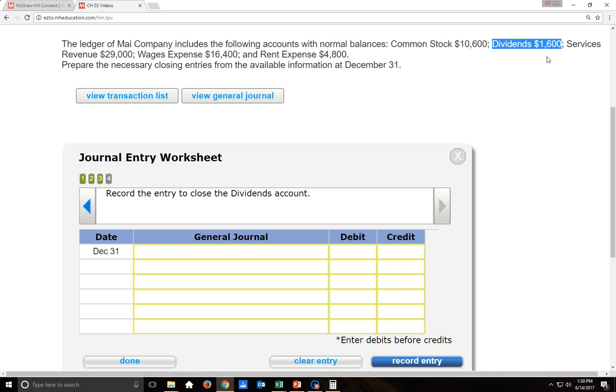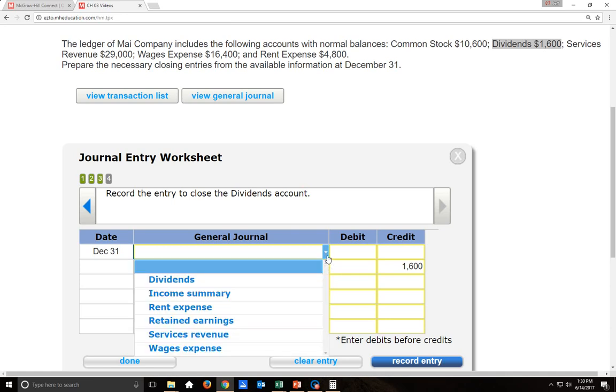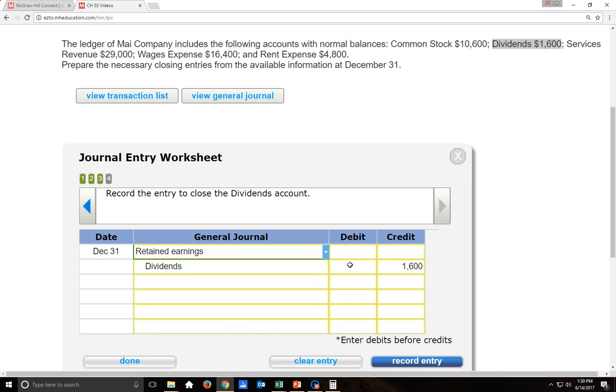What are we going to do? Well, we're going to credit the dividends account for $1,600. And what are we going to close the dividend accounts to? We close this directly into retained earnings. So we're going to give a debit to retained earnings of $1,600. And notice we debit retained earnings.